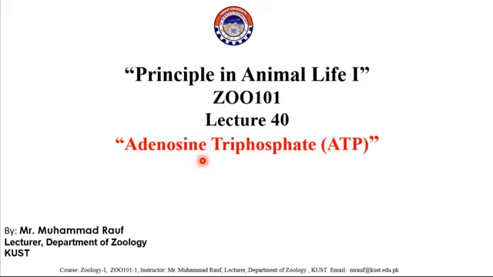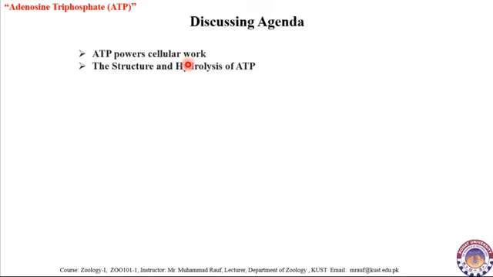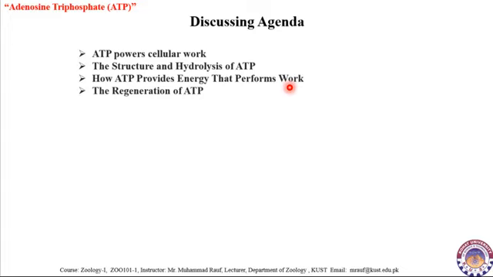This is lecture number 40. The topic is adenosine triphosphate. The agenda for the topic will be how ATP powers cellular work, the structure and hydrolysis of ATP, how ATP provides energy that performs work, and finally the regeneration of ATP.